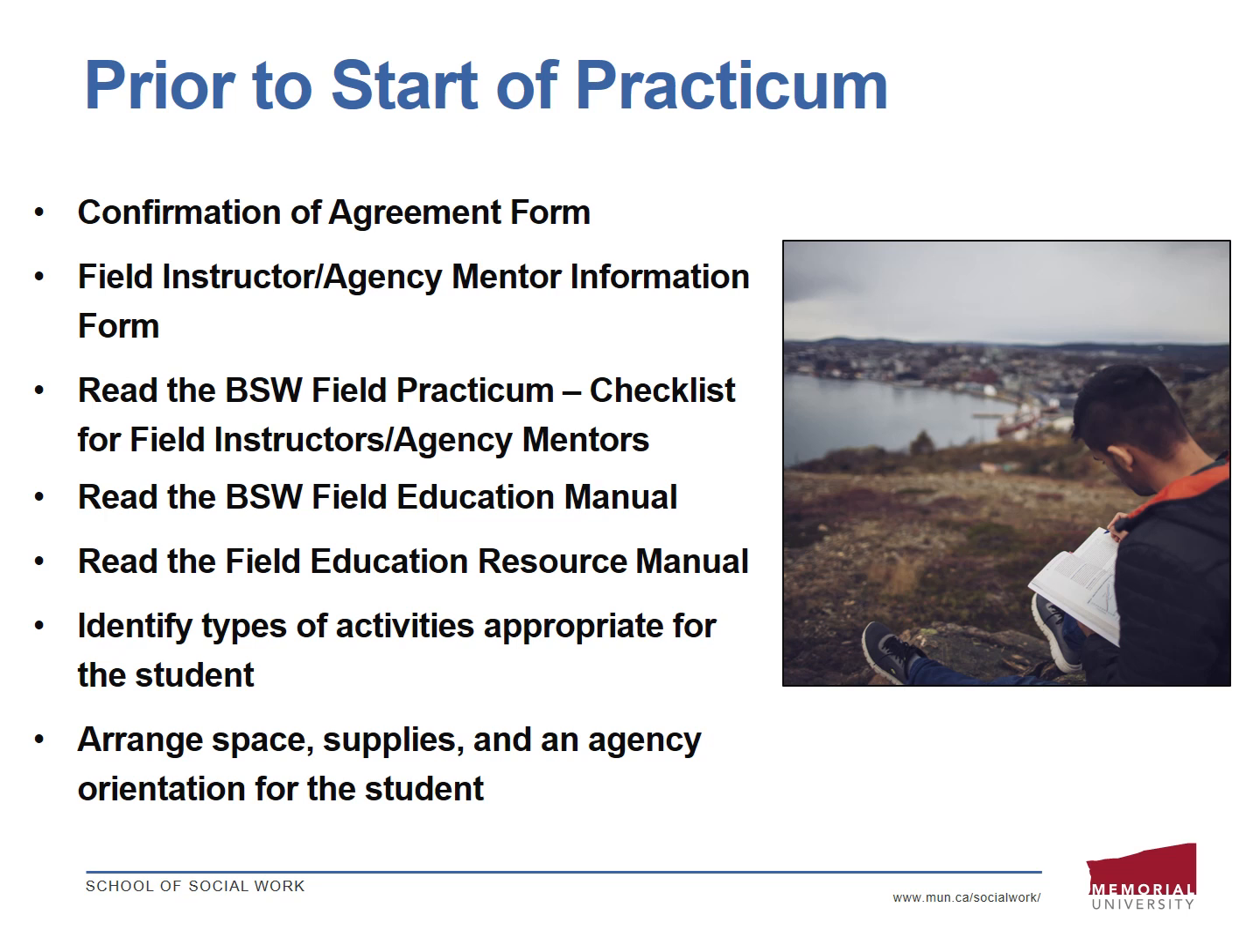It is also helpful to identify the types of activities appropriate for the student to be involved with during the practicum. A 350-hour practicum may sound long, but it is amazing how fast it flies by. Having an initial plan in place helps the practicum get off to a good start. The plan will certainly evolve and change as the practicum starts, but it's always good to have an initial plan in place. Another thing to keep in mind is arranging space, supplies, and an agency orientation for the student. We will speak more to the agency orientation in a moment.